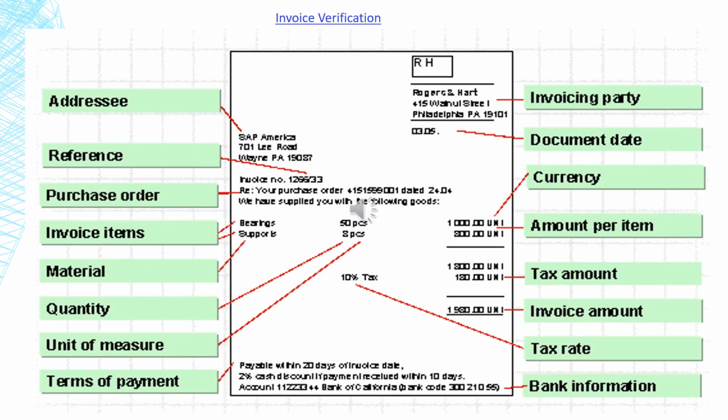In this picture, it is just a sample inbound invoice used for verification purposes. You need to verify the address, reference number, purchase order, invoice item, invoice party, document date, currency, etc.